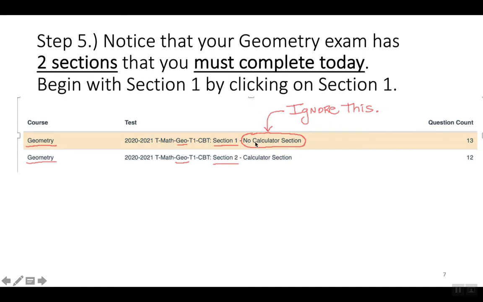Notice it says no calculator section. I wrote ignore this. You could use a calculator. They just put that on there to prepare you because the test at the end of the year has a section where you're not allowed to use a calculator. For these exams though, you could use a calculator on both sections. So just ignore this. Notice also right here it tells you how many questions are on the test, so you don't have to ask the teacher how many questions are on the test. The first section has 13 questions. The second section has 12 questions. That's a total of 25 questions.